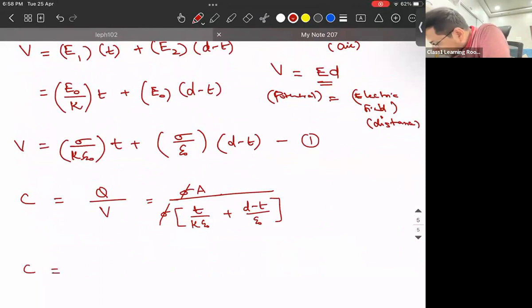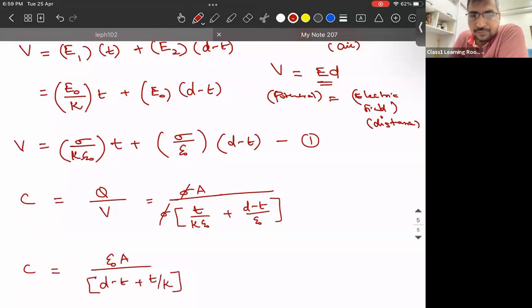So C will be equal to, I can take the epsilon naught outside. Then the epsilon naught will go to the numerator and be multiplied with A. Epsilon naught into A divided by, you will be left with D minus T plus T divided by kappa. Now this is going to be the capacitance when it is filled with a dielectric of thickness T.